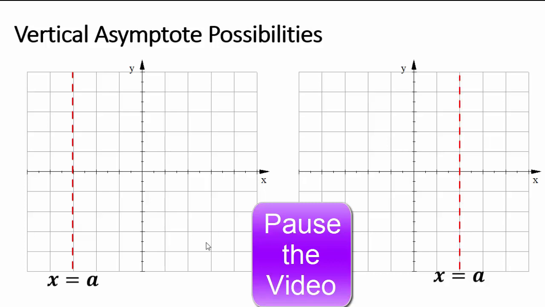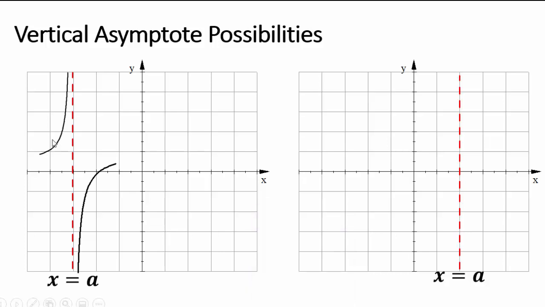So go ahead, figure out what kind of graph would look like near the vertical asymptote. Go ahead, pause the video and play with it. Good. From the left, the graph is shooting up towards infinity on the left-hand side of x equals a. On the right-hand side, the graph is shooting to negative infinity. That's one possibility. You can also have the other way. From the left, it's shooting to negative infinity. From the right, it's shooting to positive infinity. You can also have the graph shooting to positive infinity from the left and from the right-hand side of a. And the same thing can happen to negative infinity. From the left and right-hand side, the graph is shooting to negative infinity.